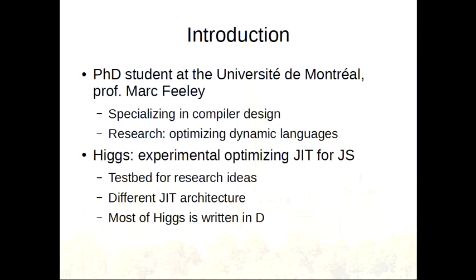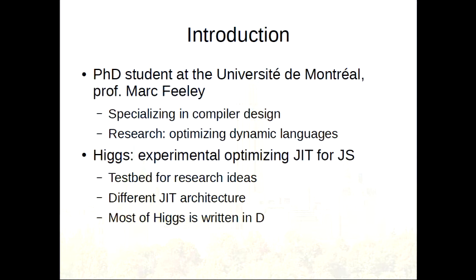So I'm a PhD student at the Université de Montréal. I'm specializing in compiler design, and more specifically the optimization of dynamic programming languages. And Higgs is my experimental optimizing JIT compiler for JavaScript. So it's a testbed, a platform for me to try new ideas for dynamic language optimizations. And it has an architecture that's different from most JIT compilers out there. And the reason I'm here, if you're wondering, is that most of Higgs is written in D.